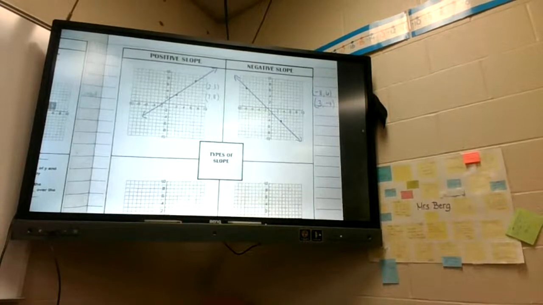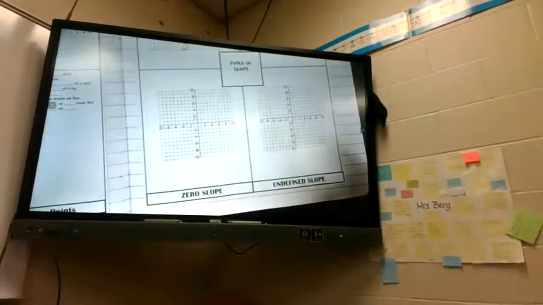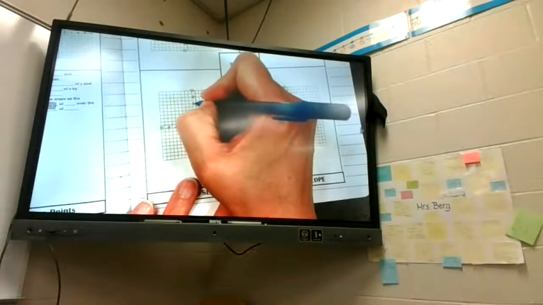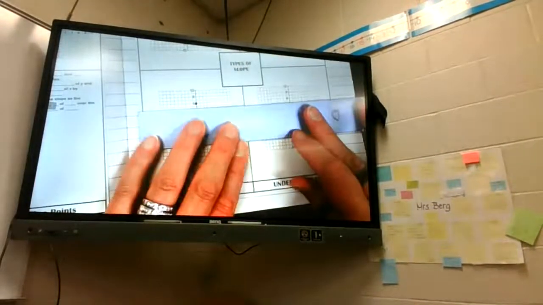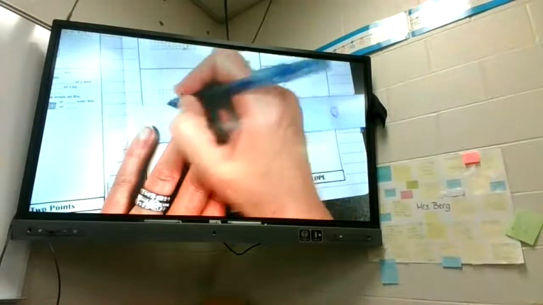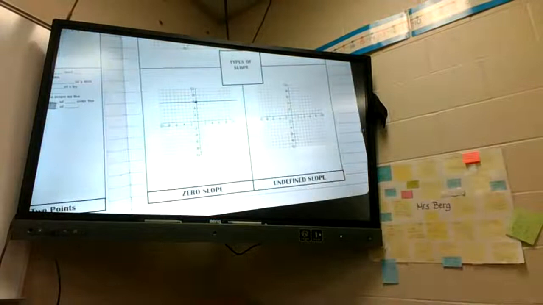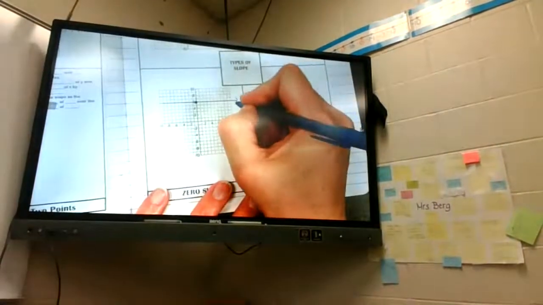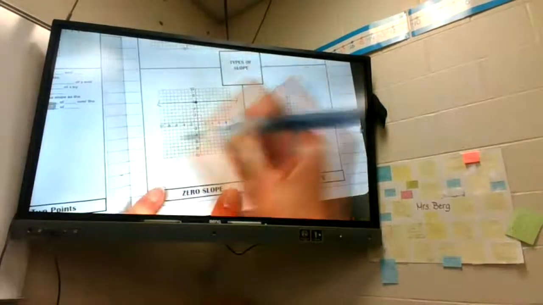Zero slope. Zero slope is a flat line. Good. Zero slope is a horizontal line. So I plotted point 0, 6.